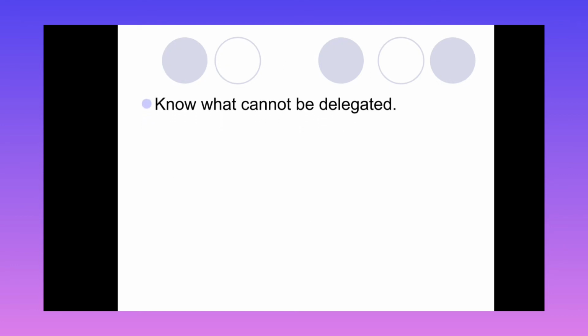Then know what cannot be delegated. We should know that as a nurse manager. Our main communication with the superior cannot be delegated, and some professional meetings with the other departmental heads cannot be delegated, and the rotation plan for the subordinates should not be delegated. We cannot delegate any of these. We should know that.